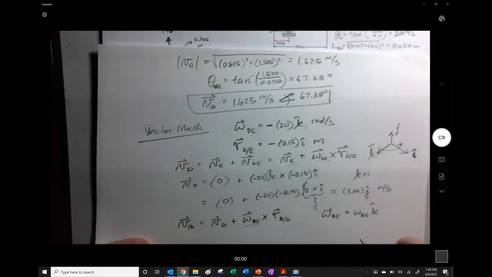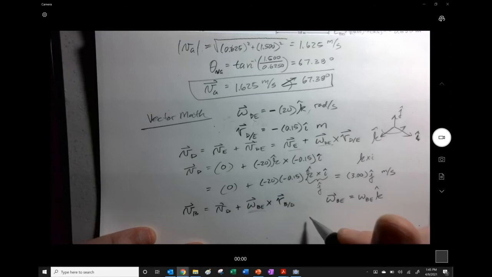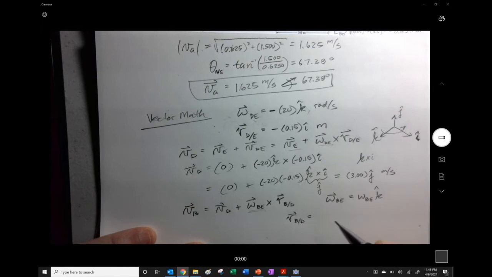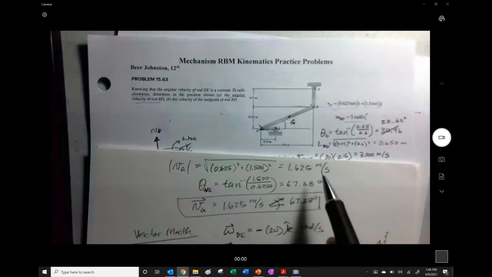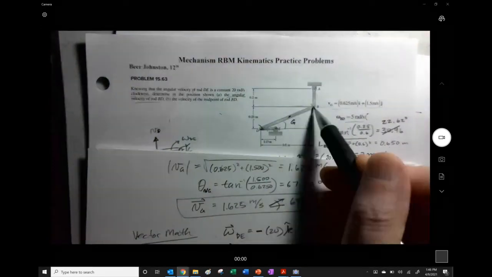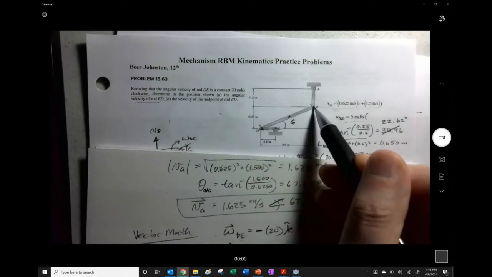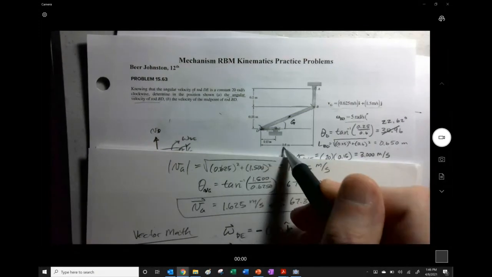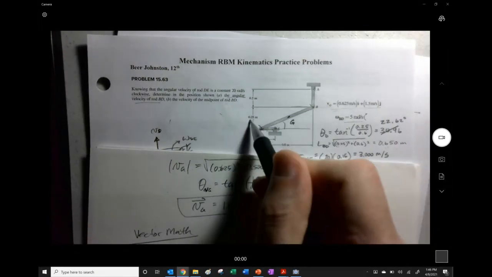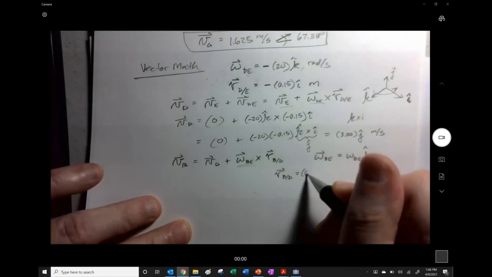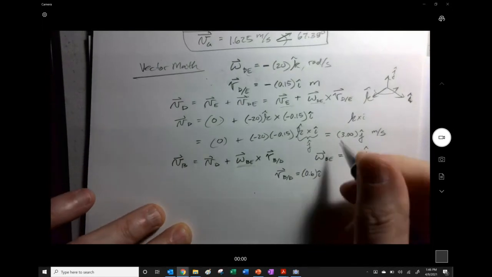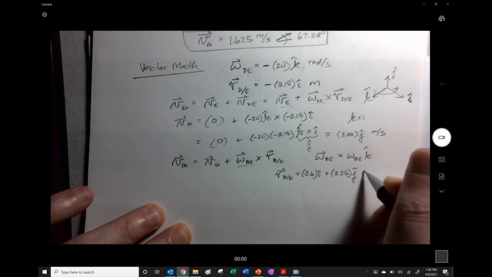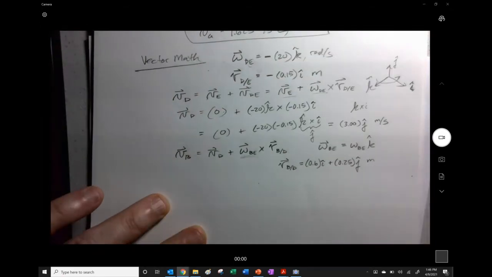So we've written this out generally, and then we'll write out what R B with respect to D is going to be. Looking back at this, B is going upwards and to the right. Okay, so they're both positive. So that's going to be 0.6 I plus 0.25 J, and these are meters.